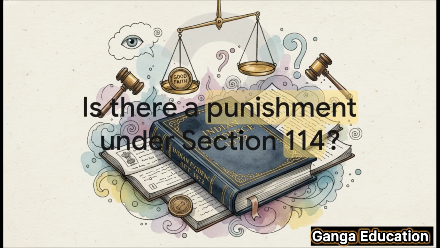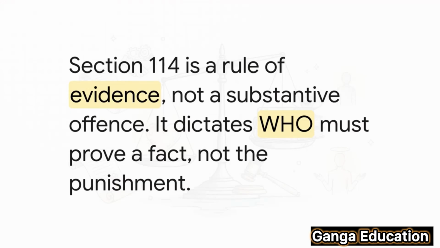So here's a question that often trips students up. Is there any kind of punishment mentioned under Section 114? What do you think? And the answer is no. And this is a super important clarification. Section 114 is what we call a rule of evidence. That means it's a procedural rule. It's all about telling the court who has the responsibility to prove a fact. It doesn't actually define a crime or prescribe any punishment for it.